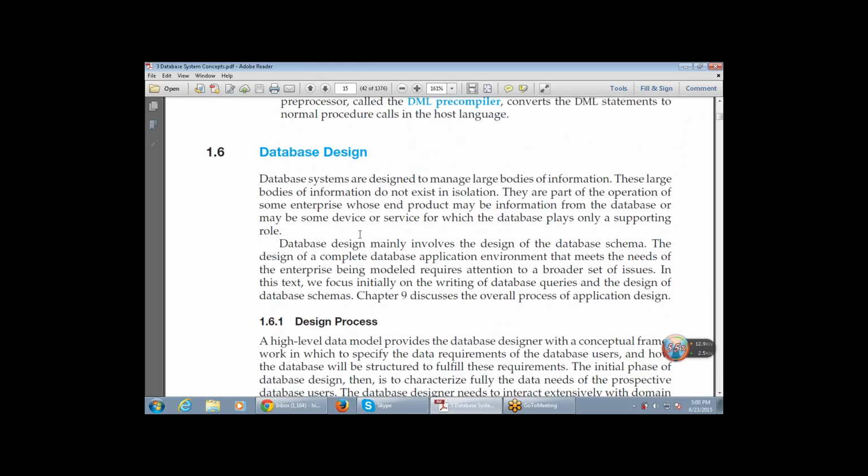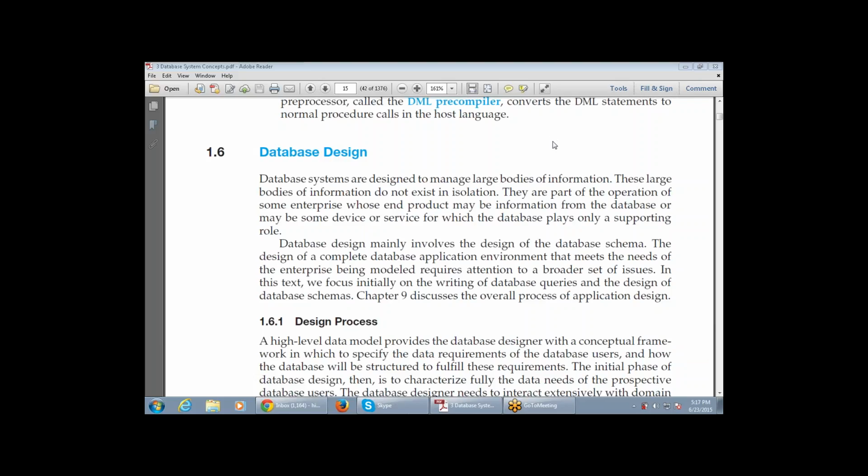So let's take a break right now. Then after the break, we move to this topic, that is database design. We're back from the break. Now let's start the session again.